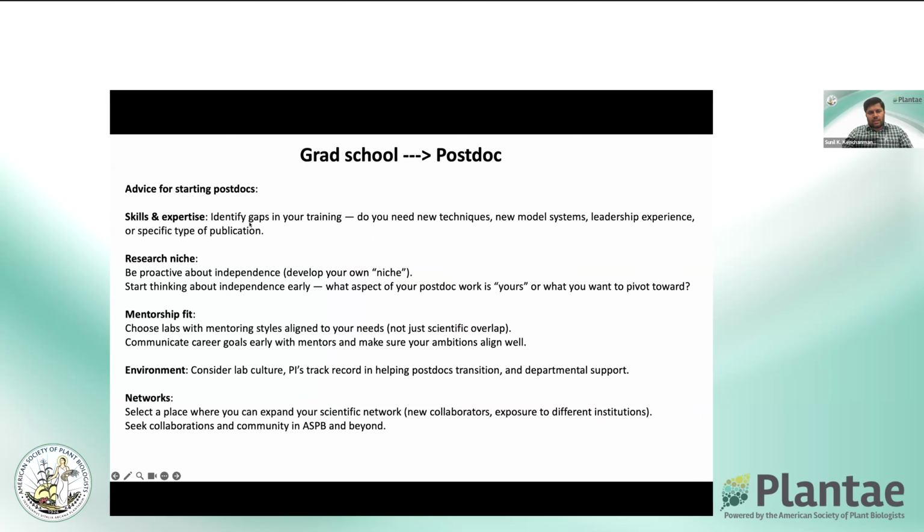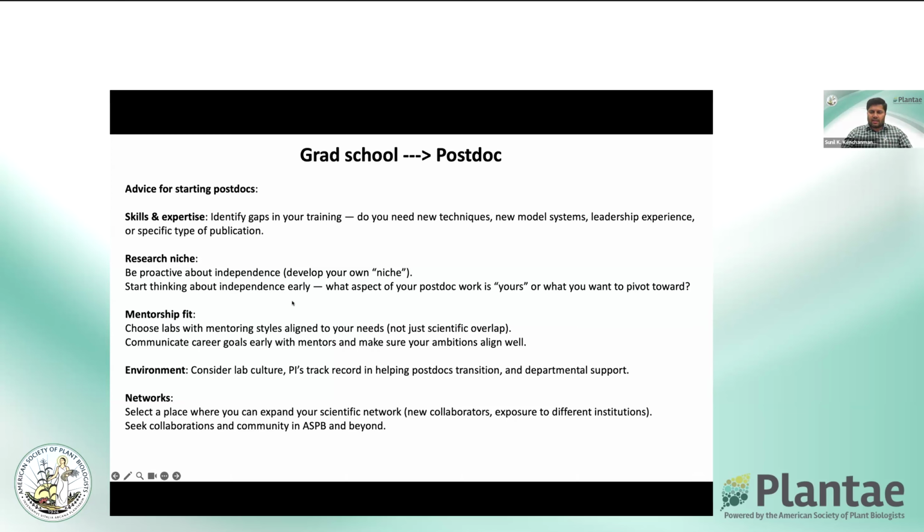Some of the things that I thought would be good advice to postdocs who are just starting out now: like I mentioned, if you identify some gaps in your training from grad school, do you want to learn a new technique, or do you want to develop a new model system? Do you want to gain more experience in leadership? Do you want to have specific types of publications? Then look for labs that can help you with those gaps in your training, and be thinking about your research niche. Be proactive about independence and how you develop your own research area.